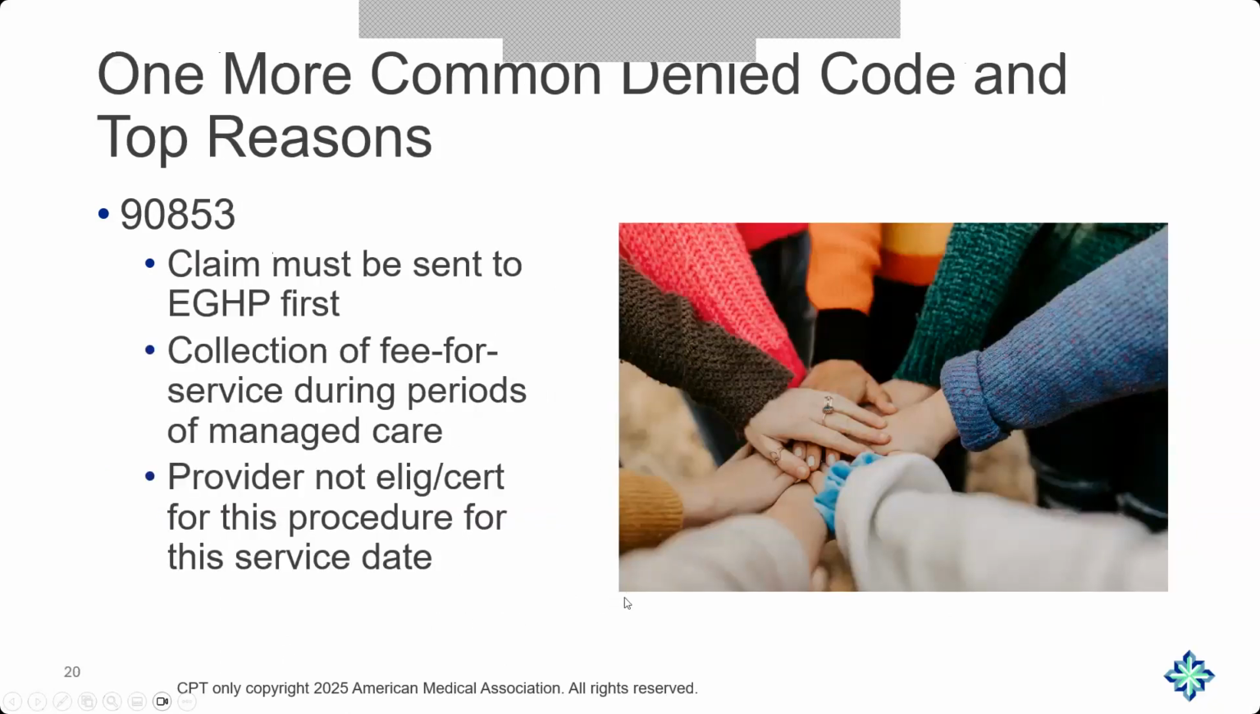90853, group psychotherapy, the number one reason we denied that code is that the claim must be sent to the employer group health plan first. Second most commonly denied reason for that code is patient has Part C. And the last is that the provider is not eligible or certified for the service on that service date. Okay, so that would be an enrollment issue. Check the provider eligibility file.